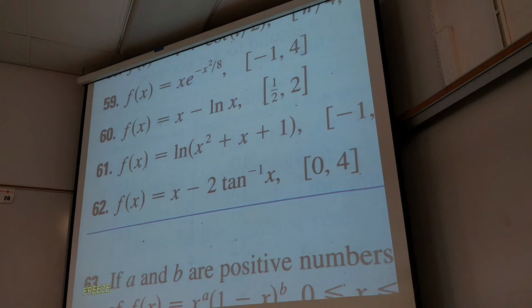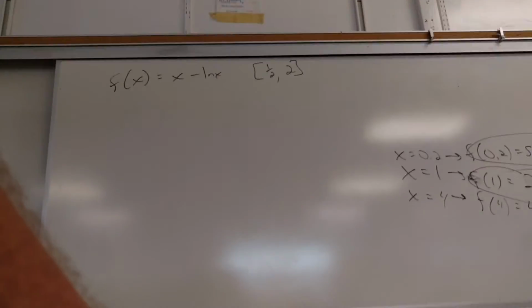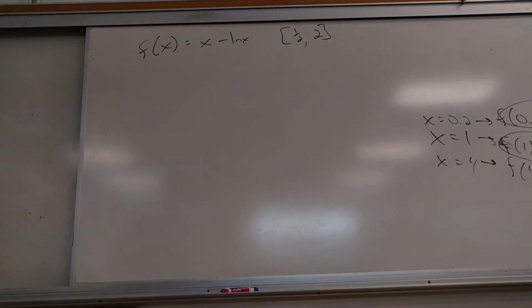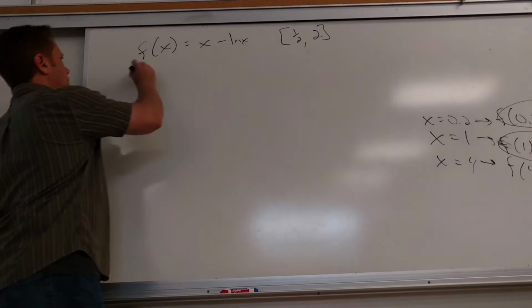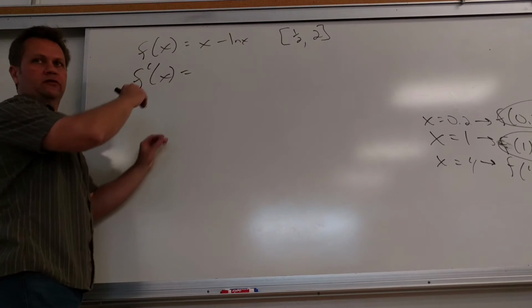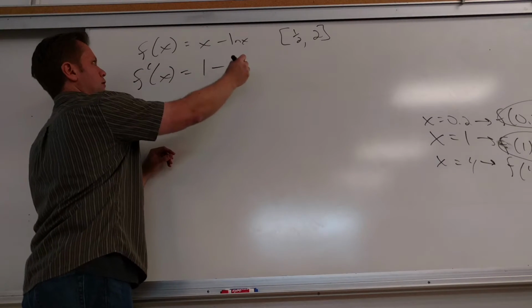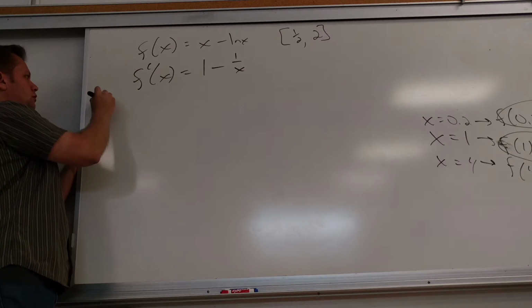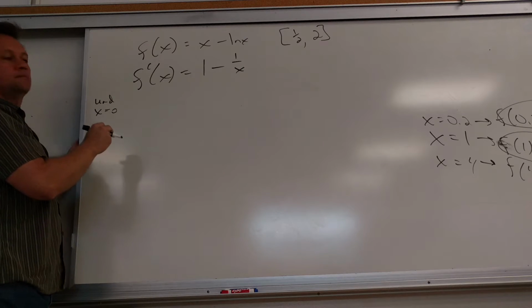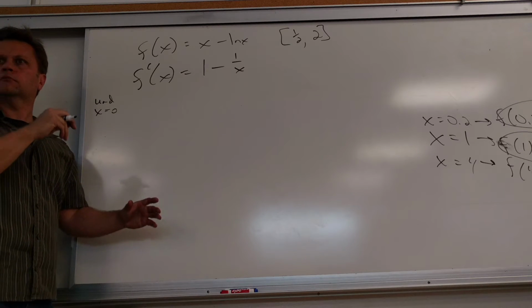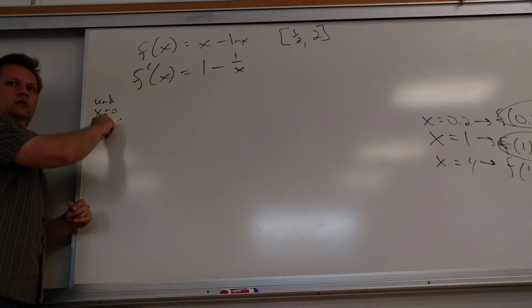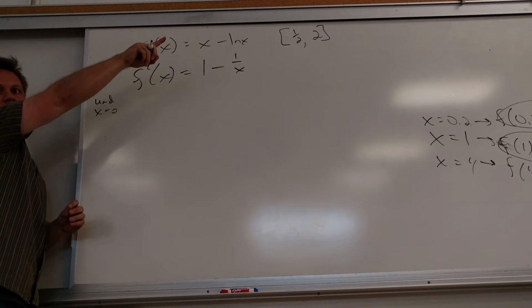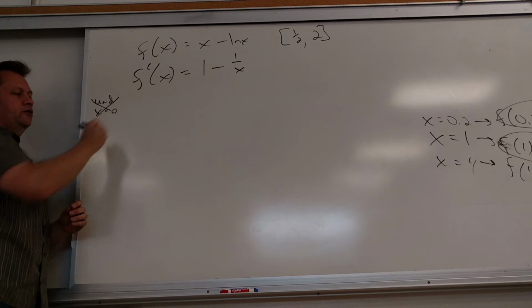All right, let's see. The minimum was 0.5. The max was 2. So what's the derivative? It's undefined where? Zero. So it's undefined at 0, but 0 is not in the interval, so I don't have to worry about that.